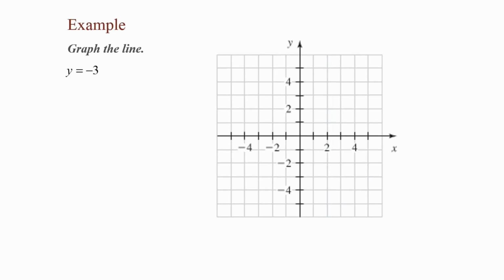In this example, we want to graph the line y equals negative 3. Find negative 3 on the y-axis and draw a line straight through. x can be any value as long as your y is negative 3. So I can have the ordered pair negative 5, negative 3, 0, negative 3, or even 1, negative 3. x can be any value as long as my y value is negative 3.